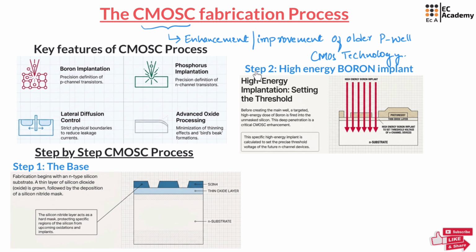The second step is high energy boron implant. After the foundation, we cover some part with a protective mask known as photoresist. Then we shoot high energy boron into the base and this will create the P well inside the N substrate. This step is very important to set the threshold voltage of the N channel device. Threshold voltage is nothing but the starting voltage of the N channel device.